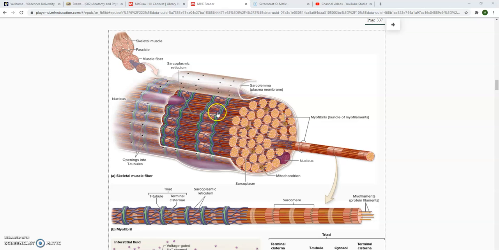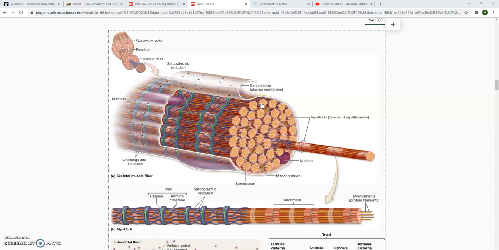And then if you look inside the skeletal muscle cell, there are organelles that are unique and only found in skeletal muscle cells. And they are called myofibrils.